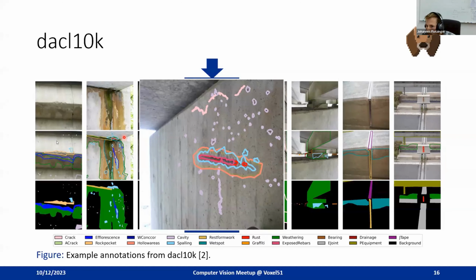Similarly for bearing, drainage, and tape. Yeah, they are also supposed to be different. Bearing should be brown, drainage should be dark red, and joint tape should be purple.